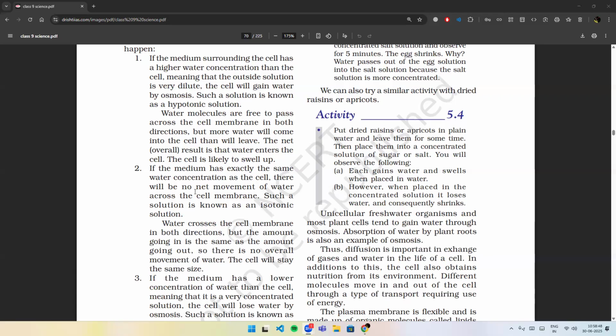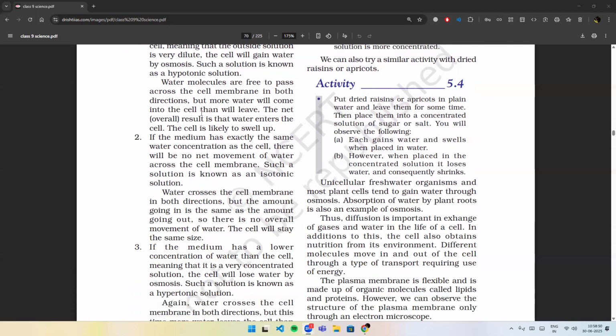Such a solution is called a hypotonic solution. Water molecules are free to pass across the cell membrane in both directions, but more water will come into the cell than will leave. The net result is that water enters the cell. The cell is likely to swell up.